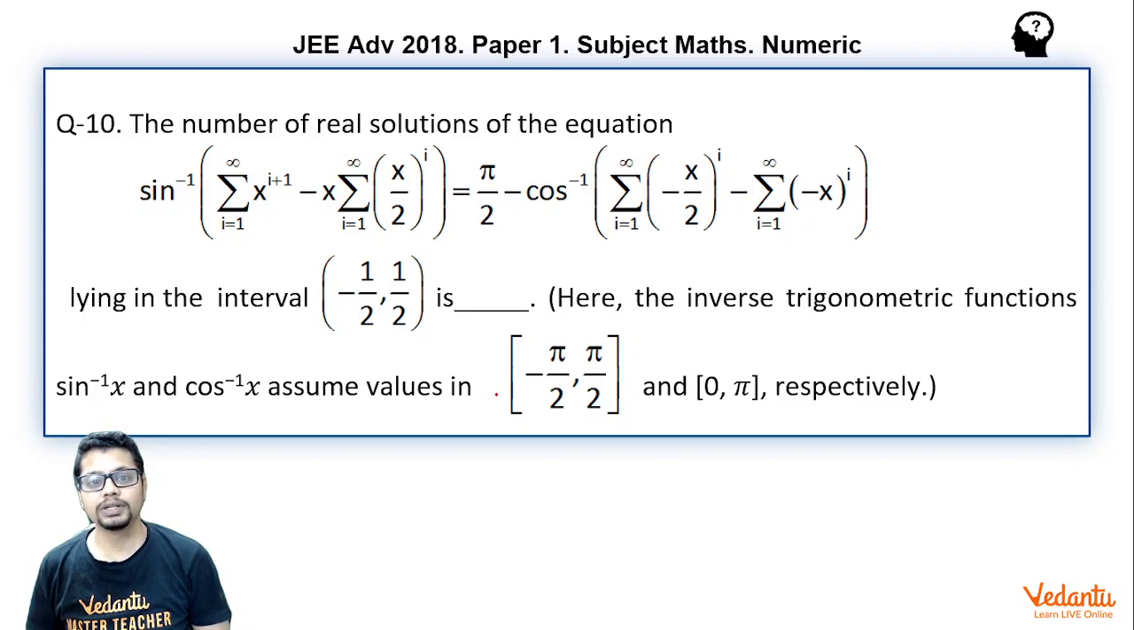So here the inverse trigonometric functions sine inverse x and cos inverse x respectively assume values in minus pi by 2 closed to pi by 2 closed, and 0 closed to pi closed. Now pi by 2 minus cos inverse of anything is sine inverse of that thing. So that essentially becomes sine inverse of, let's say, Hakuna equal to sine inverse Matata. That means Hakuna equal to Matata, Hakuna Matata.